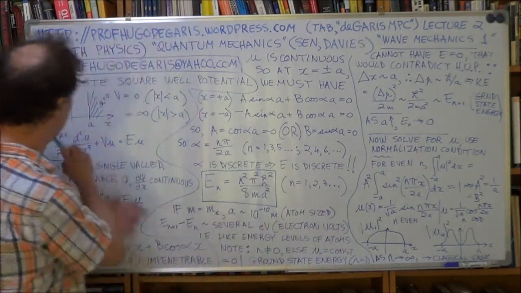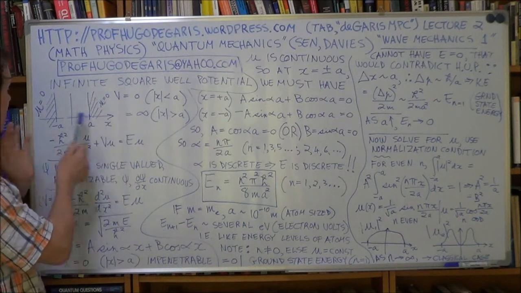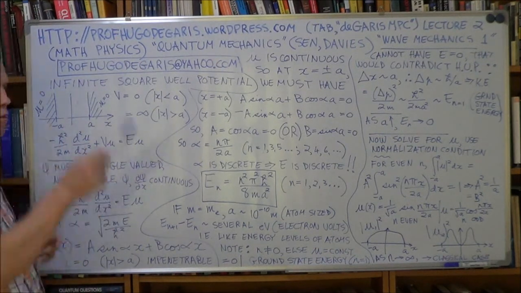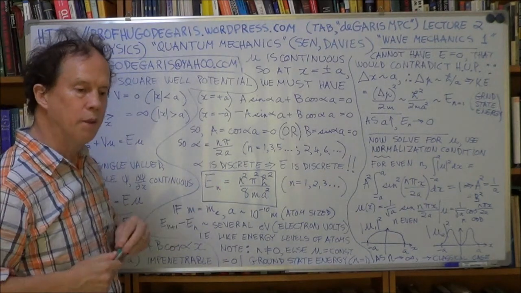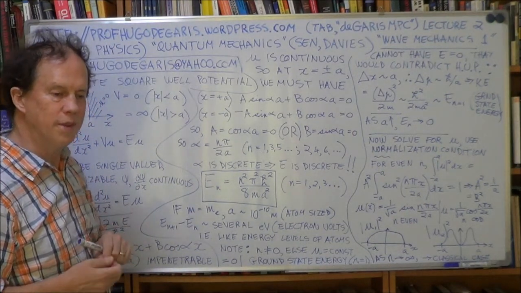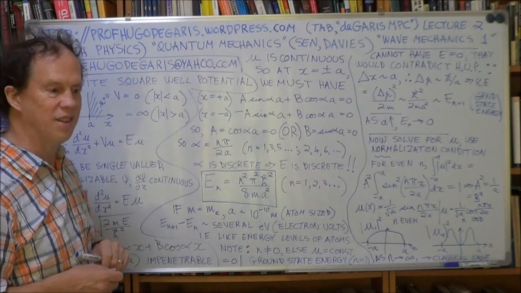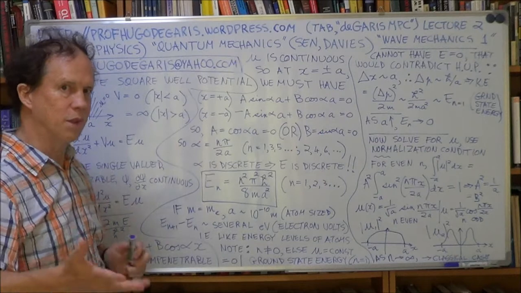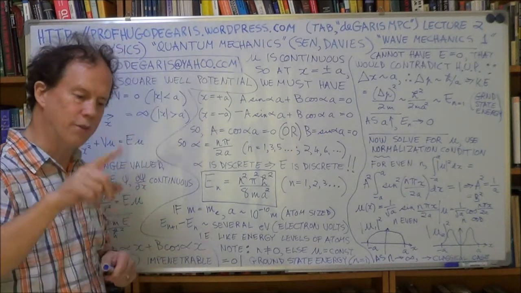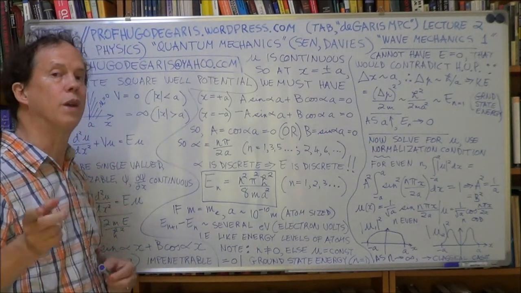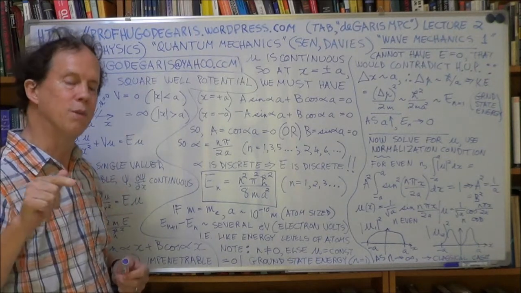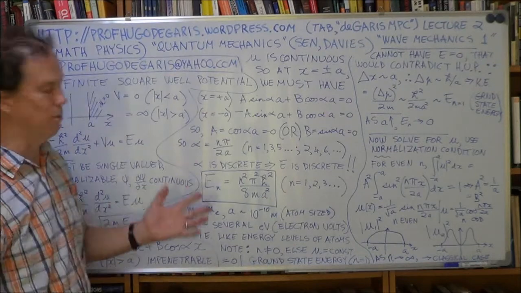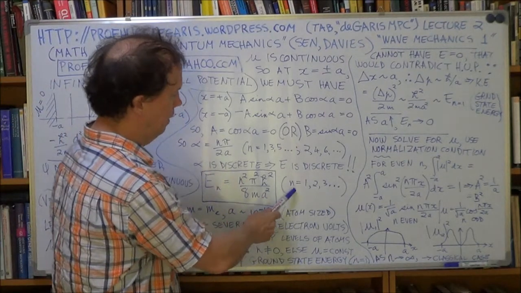Because if U is 0 everywhere, the particle's not even there. Remember, psi squared gives you the probability density. Well, if U is 0, the density is 0, and therefore the particle is nowhere. And that's a contradiction, because the integral of psi squared has to be 1. The particle has to be somewhere. So if you're predicting U is 0 everywhere, it doesn't work. Okay, so n cannot be 0.